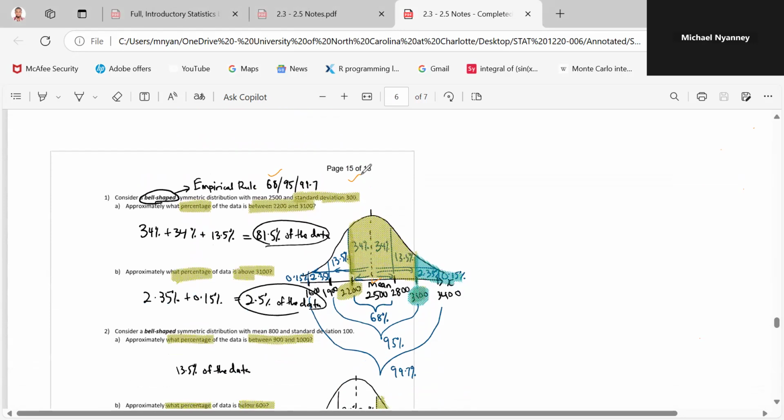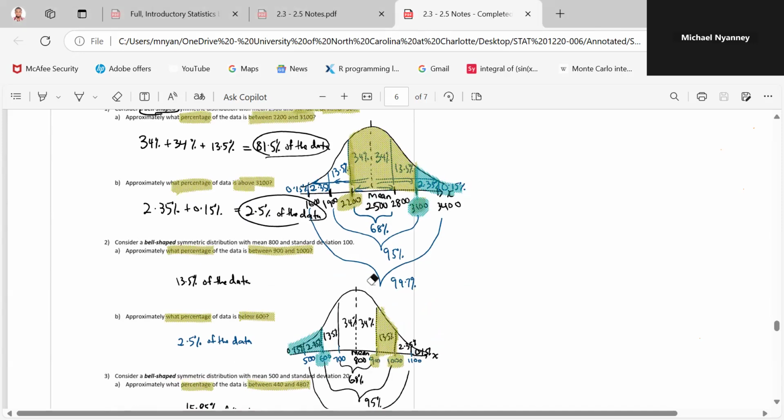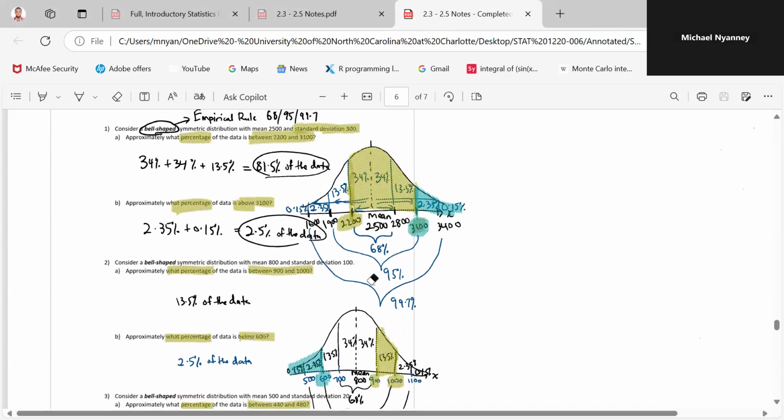So let's come here. We located the mean to be 2500. Then if you go one standard deviation from the mean, we add the 300 to the 2500, and we also subtract from it. If you subtract, you get 2200. Then if you add, you get 2800. So we've reached the minimum point of the interval, that is 2200 here.